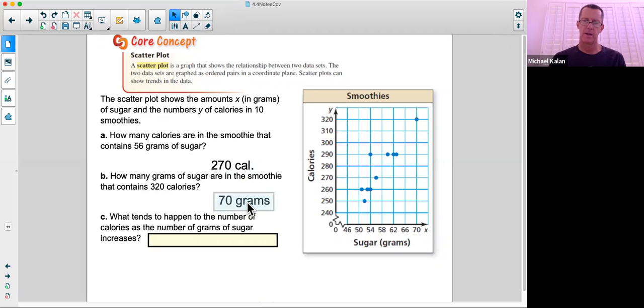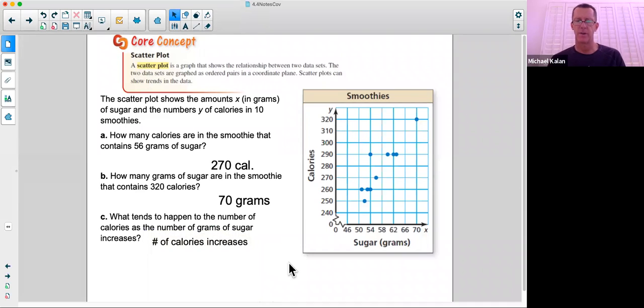70 grams. Okay, so what tends to happen to the number of calories as the number of grams of sugar increases? What do you think? Hopefully you said that the number of calories increases also, right? If we drew in a line of best fit, it would be something like that goes along that, right? Alrighty.